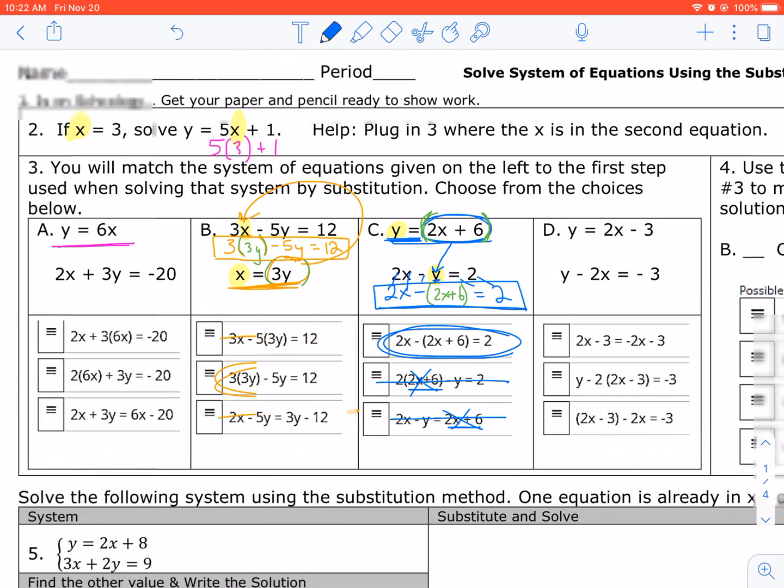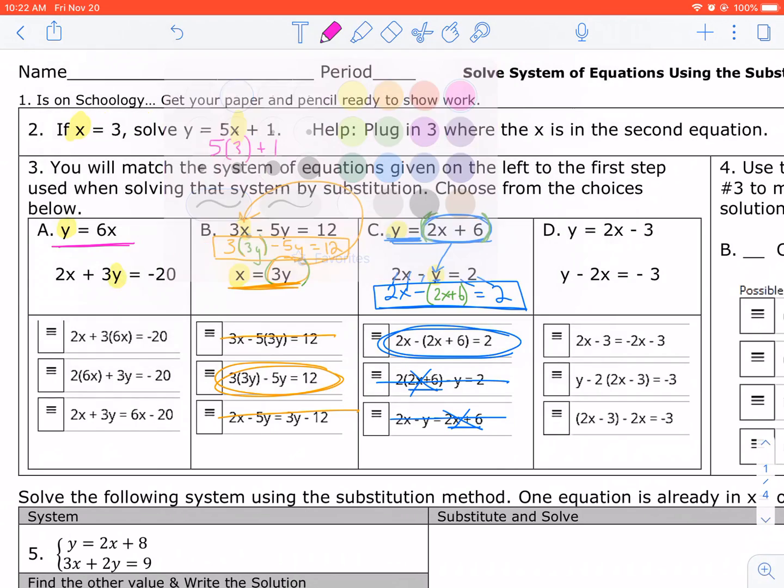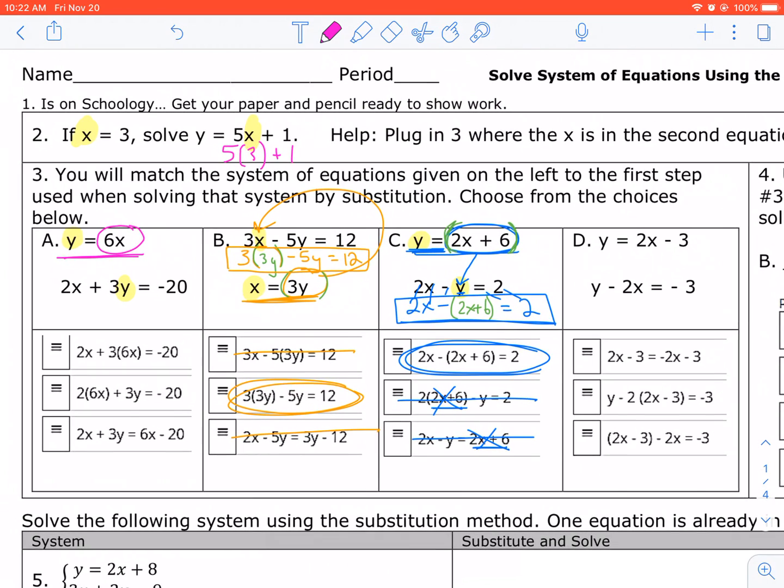You are going to finish off A by choosing the correct one when you plug in your y into the y spot. And then you are going to do letter D all by yourself. And that is the plug-in step.